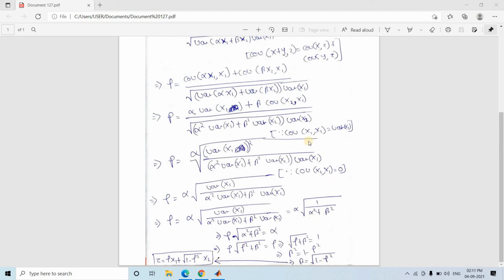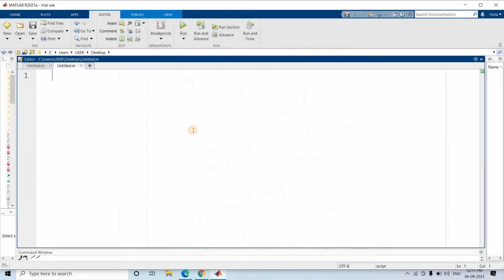I tried to make the derivation simple because there are a lot of assumptions and boundary conditions to be applied on this particular optimization problem, which I am not discussing in that detail. So I hope the intuition part is clear to you. Now let us go to MATLAB and see whether it is actually happening or not.